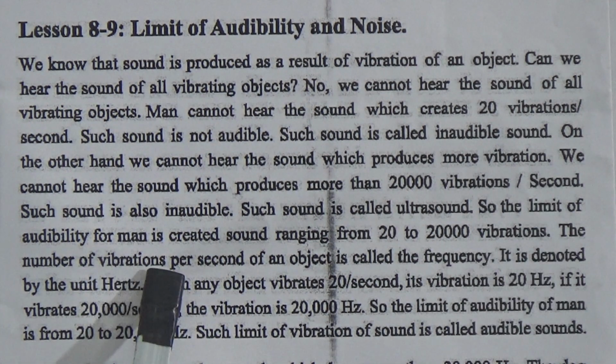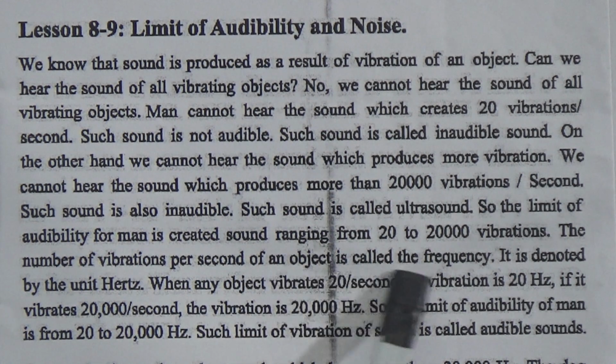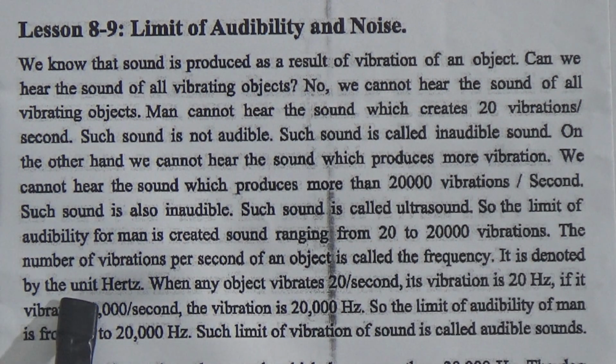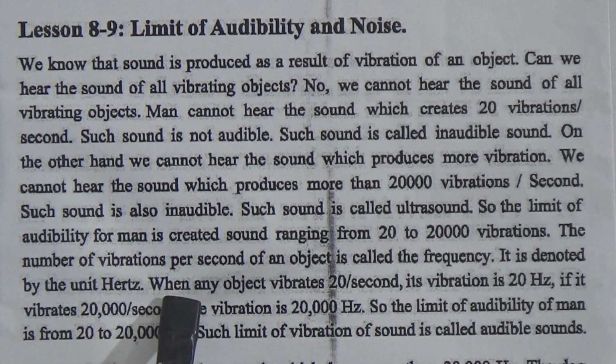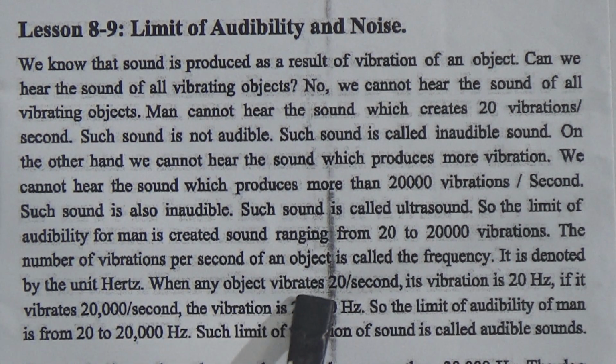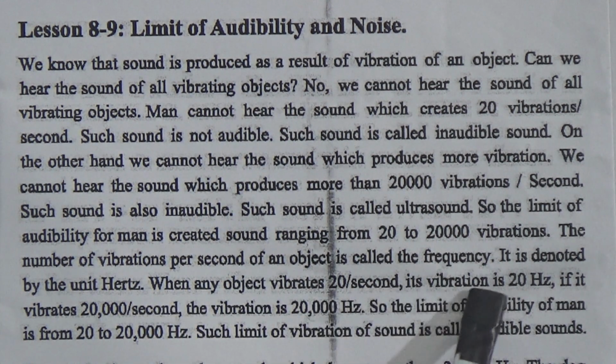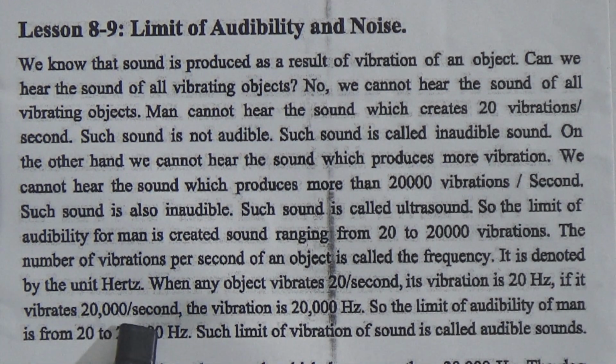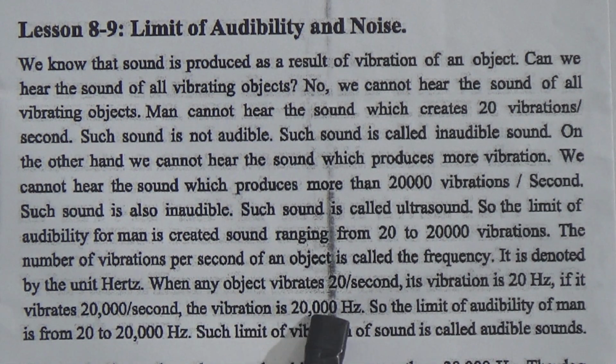The number of vibrations per second of an object is called the frequency. It is denoted by the unit hertz. When any object vibrates 20 times per second, its frequency is 20 Hz. If it vibrates 20,000 times per second, the frequency is 20,000 Hz. So, the limit of audibility of man is from 20 to 20,000 Hz. Such a limit of vibration of sound is called audible sound.